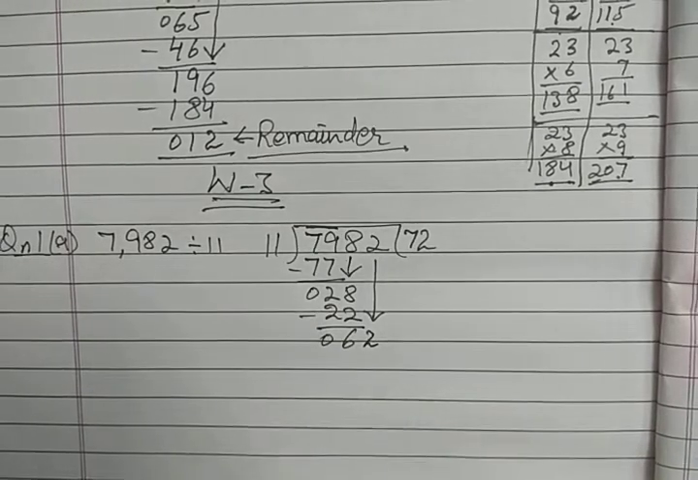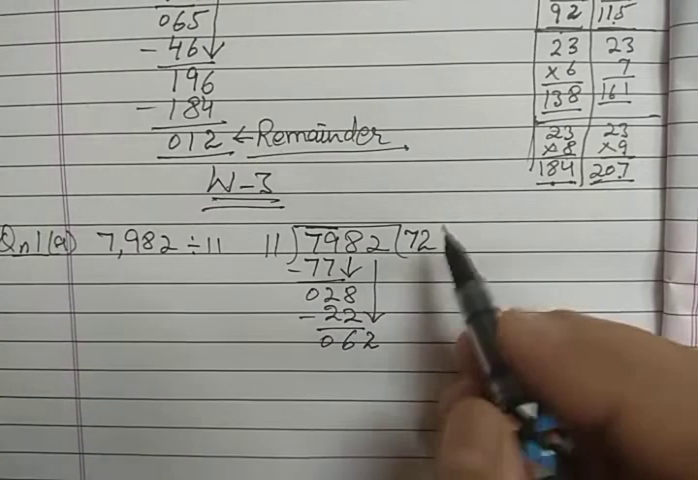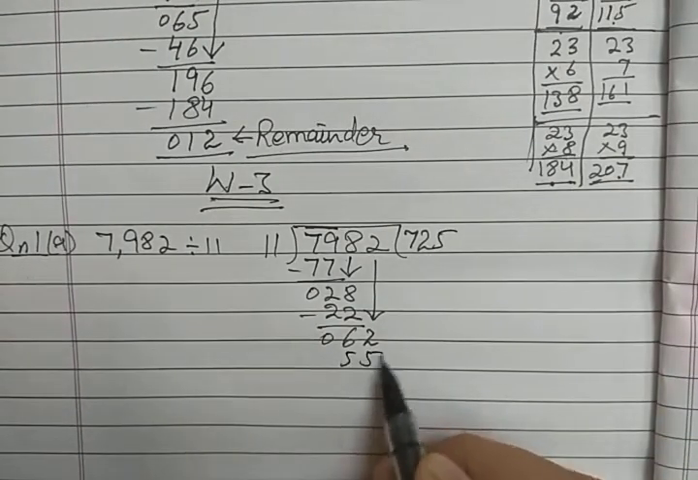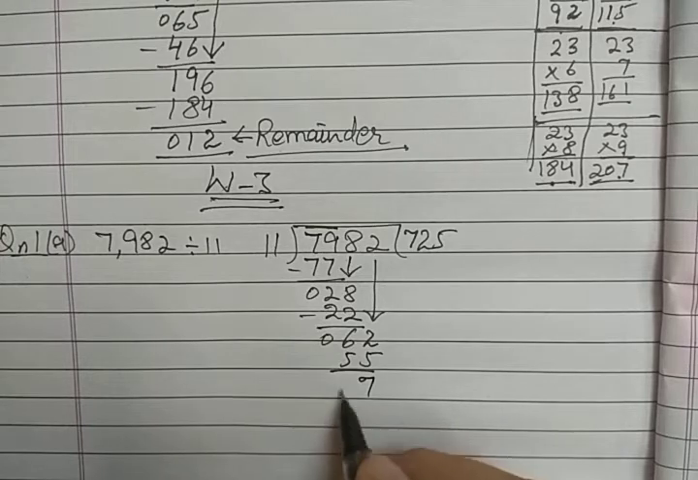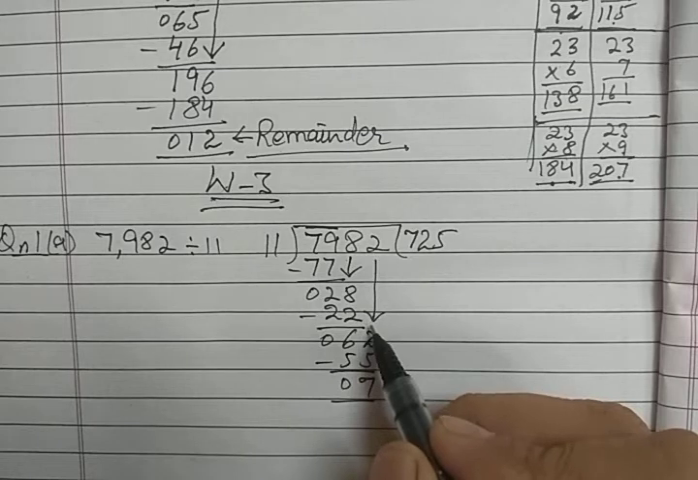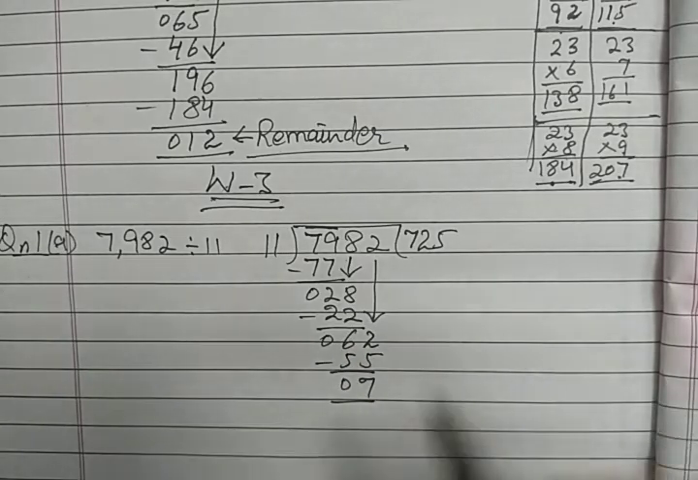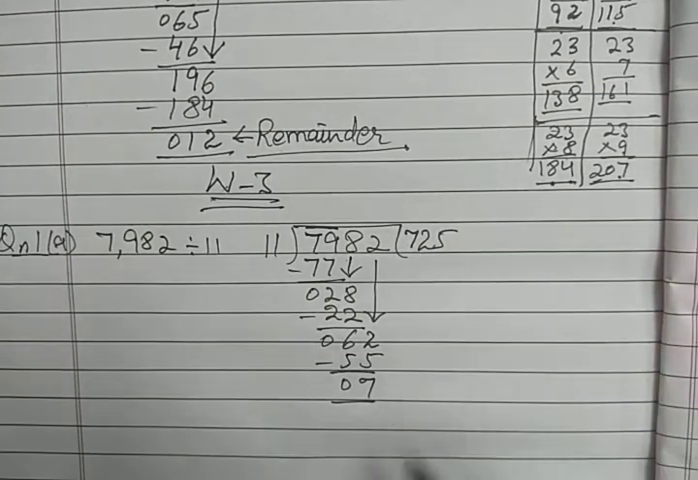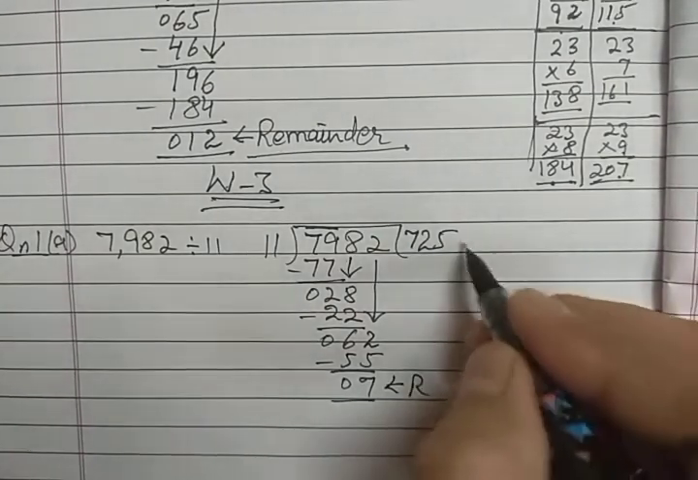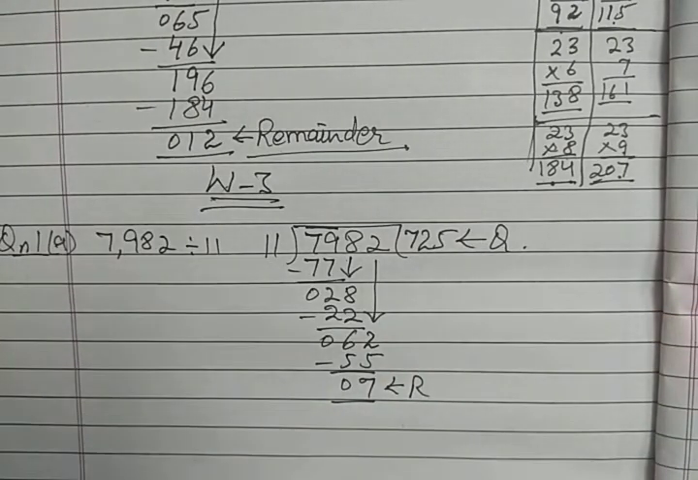Now recite the table of 11 till 62. So 11 fives are 55 and 11 sixes are 66. 11 sixes are 66, which is greater, so we will write 11 fives are 55. What is left is 7 and 0, because we have taken the borrow, so it becomes 12, and what is left over here is 5. 5 minus 5 is 0 and 12 minus 5 is 7. So no other digit is left to come down. So this is our remainder and this is the quotient. So this is a very simple question because we all know the table of 11.